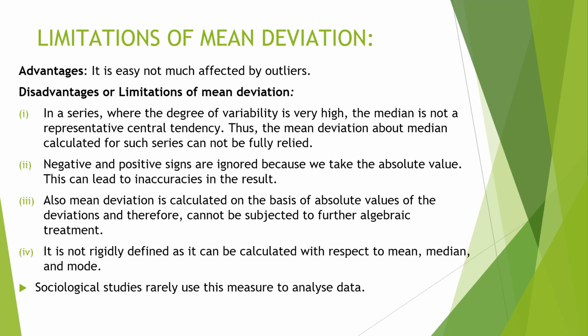Second, negative and positive signs are ignored and we just take the absolute value. So actually it leads to inaccuracies. Also, mean deviation is calculated on the basis of absolute value and therefore it cannot be subjected to further algebraic treatment. That means if I want to find something else based on that, then it will not give a proper idea. It is not rigidly defined and can be calculated with respect to mean, median and mode. So here the middle value which you are taking can be mean, median or mode, so it is not defined rigidly. Also, most sociological studies rarely use this data.